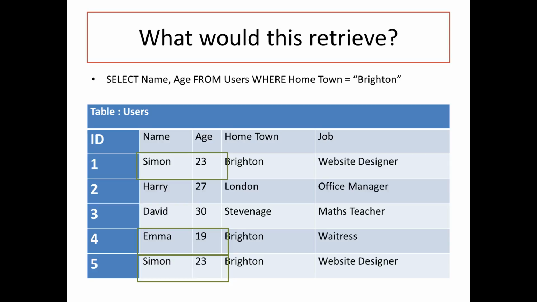At the moment, we've just been looking at getting information from different records, but you can do select name, age, hometown, job from users where ID equals 2. At which point that would get all of Harry's information. So Harry, 27, London, office manager. And again, if you did select star from users where ID equals 1, that's another easy way to retrieve everyone's information.